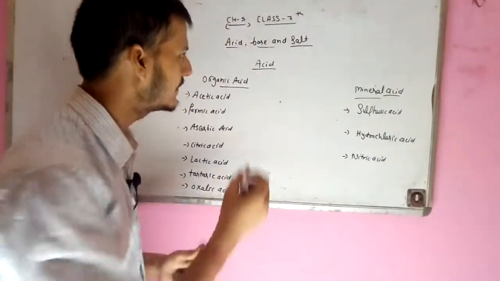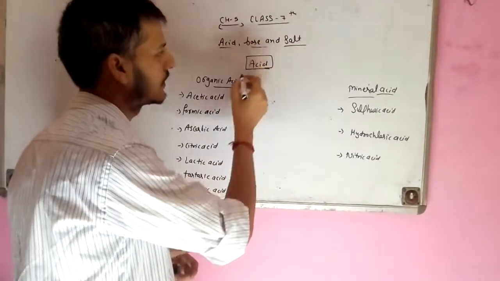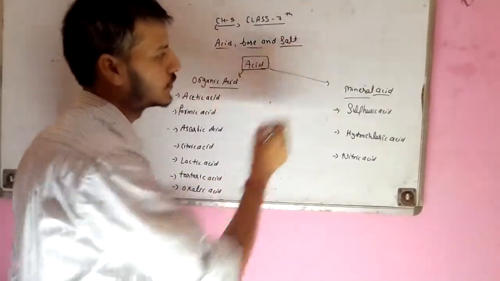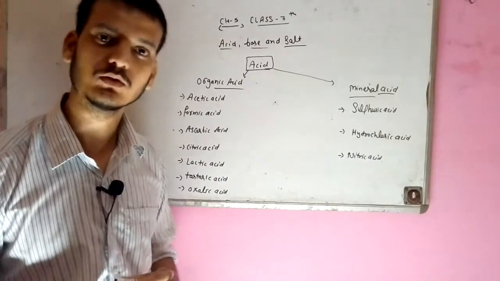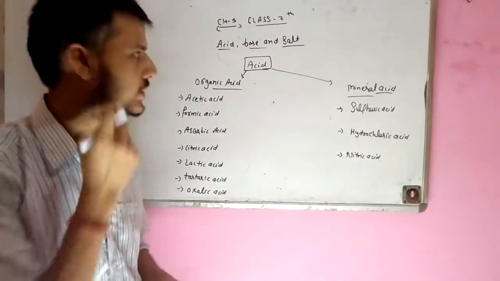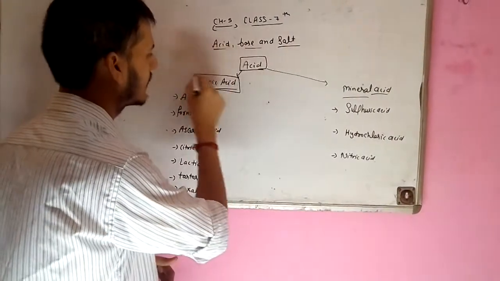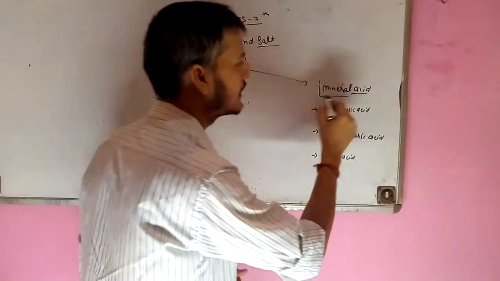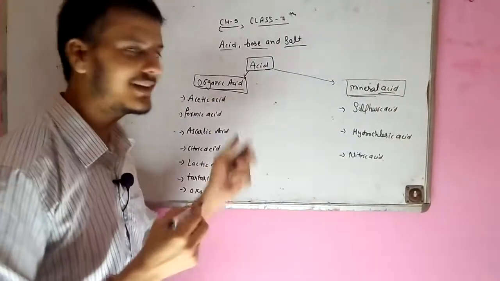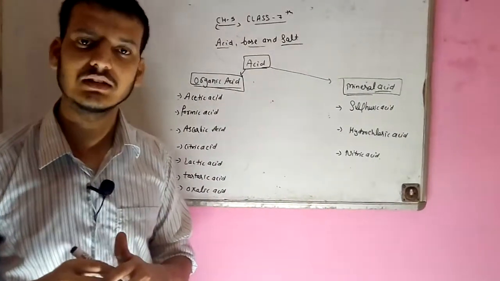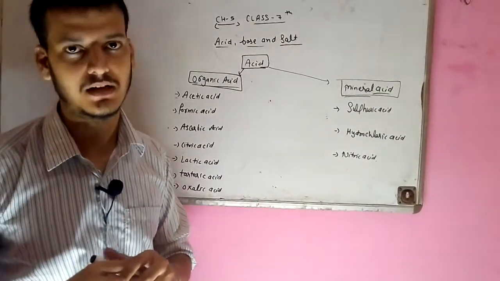So we start here. We classify acids into two groups. We know that acids are those substances which are sour in taste. One is organic acid, and the second is mineral acid. Organic acids are those acids which we generally extract from natural substances.